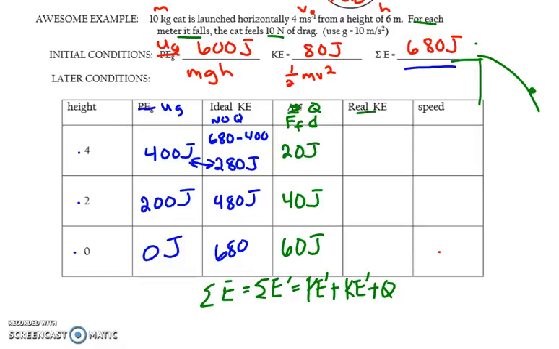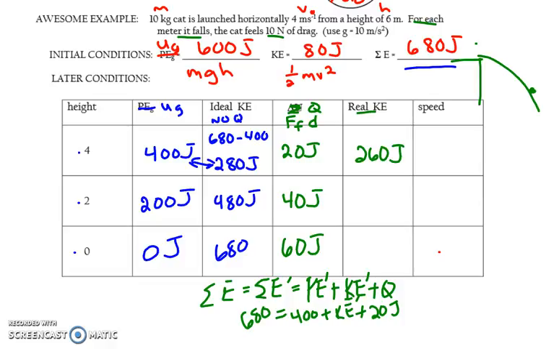When we're at a height of 4, we already know that our new potential is 400. Our KE we're looking for, and we had 20 joules. And that equals the top sum of 680. So we do the simple math, and we find that we're 20 joules short of our ideal. So we're going to have 260 joules of kinetic.